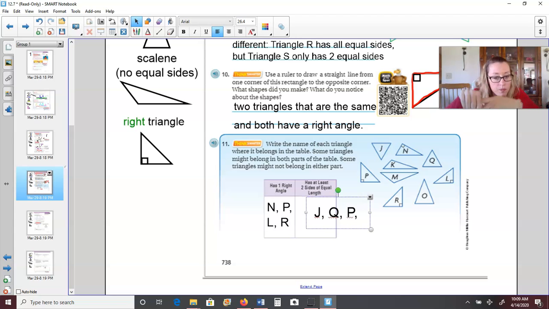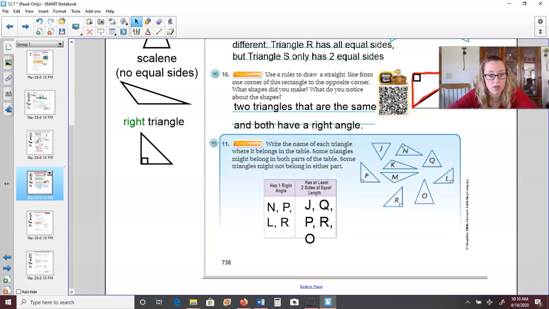What else? M does not look to have any equal sides. L, no, I don't even think L. Even though it has a right angle, if that top one collapses down, it's going to be too long. I like R though. R looks like it has a right angle. And O is like my teepee triangle. The two sides coming down appear to be equal. So J, Q, P, R, and O. And I have the answer key, and we're correct.